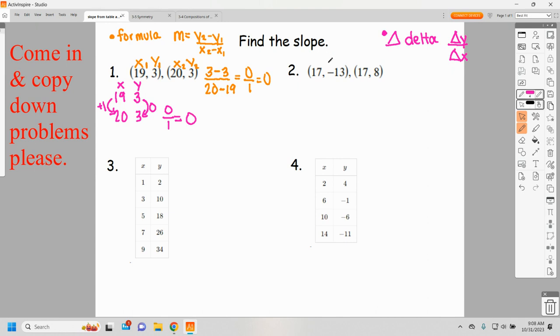Now, let's look at number 2. I'm going to start this one with the delta way. So we're going to keep it in pink. I'm going to stack them. So 17 and negative 13. And then 17 and 8.